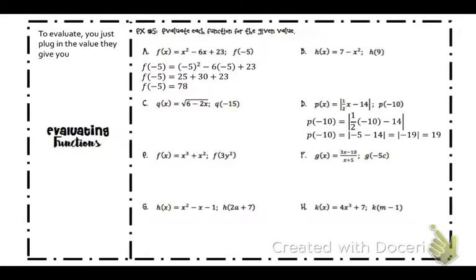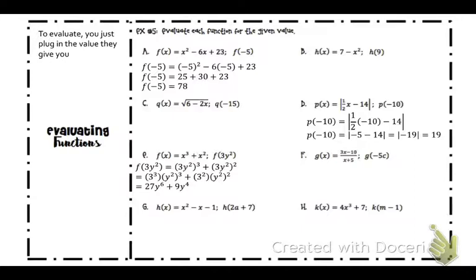Okay, let's do example E. So if we need to evaluate at 3y squared, I'm going to plug 3y squared in for my x's. So I have (3y squared) cubed plus (3y squared) squared. So if you do (3y squared) cubed, that's 3 cubed and (y squared) cubed. (3y squared) squared is 3 squared and (y squared) squared. So that becomes 27y to the 6th plus 9y to the 4th. And you're done with that one. Okay, so you just plug it in and then you just start simplifying it down.